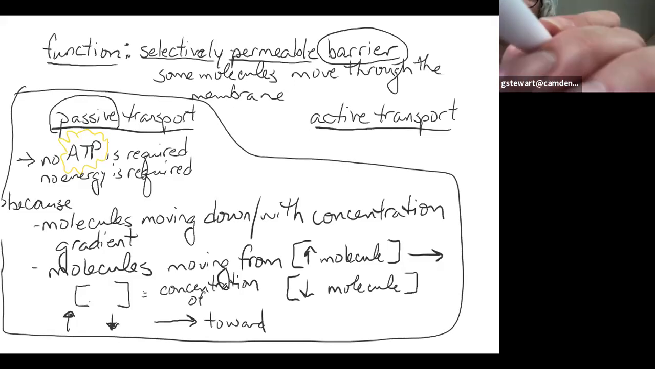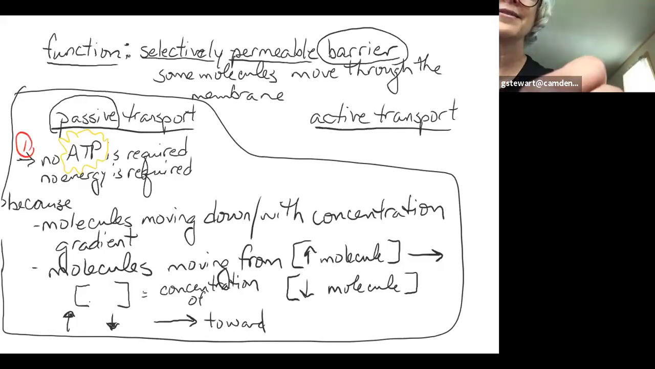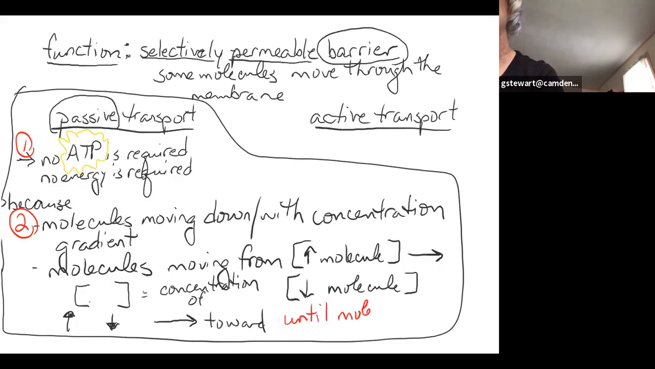These two parts. First, no ATP is required. Why is no ATP required? Because the molecules are moving down or with the concentration gradient. Each molecule moves according to its own gradient from a high concentration to a low concentration. And I'm putting this in red on purpose until the molecules reach equilibrium. Equilibrium, which means the same concentration on both sides of the membrane.